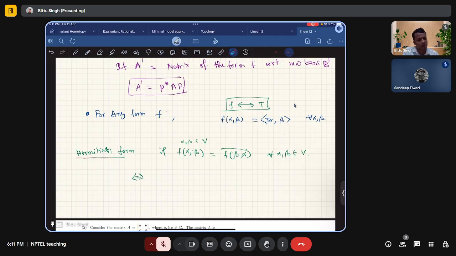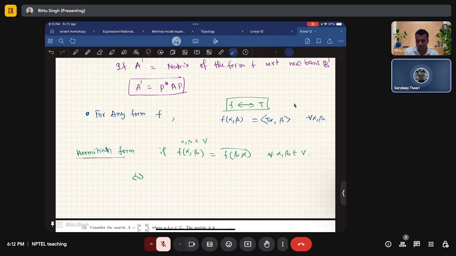It is similar to the linear functional, right? Any linear functional can be written as some inner product. Any linear functional will arise from some inner product. Similarly, any form will arise from some linear transformation. So any form can be written as an inner product with respect to some linear transformation. Those are some important consequences.